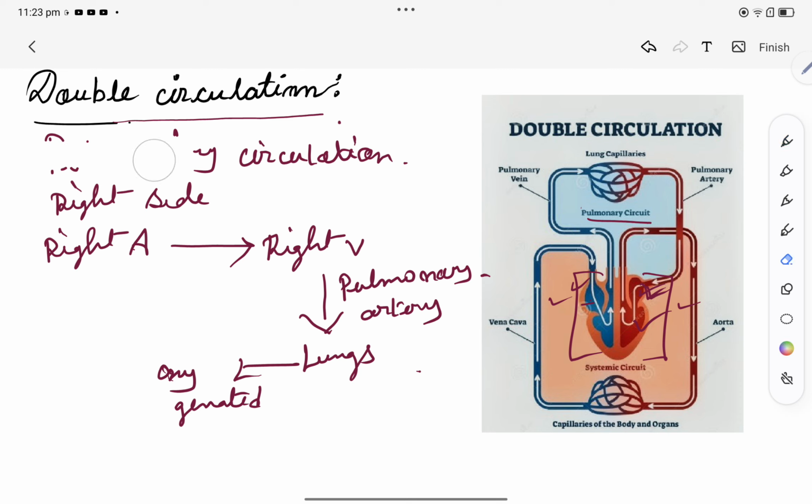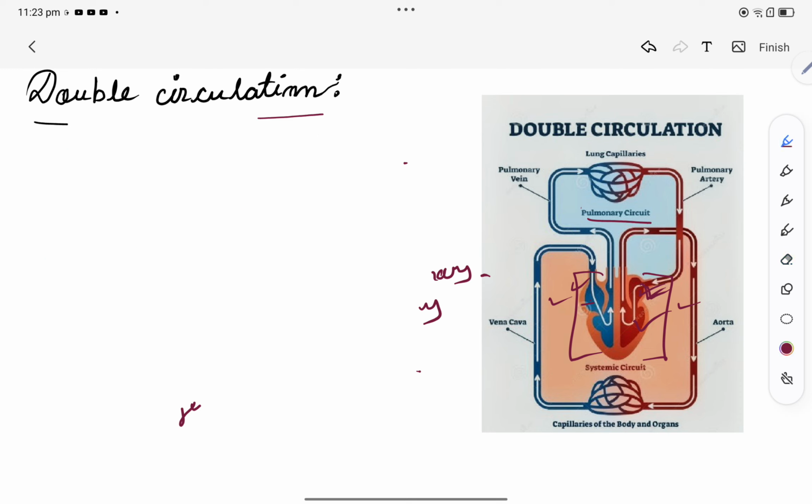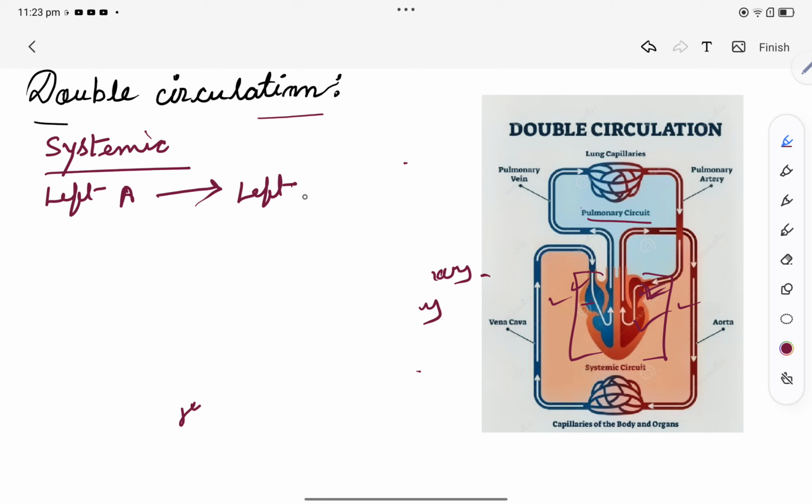Now we are going to talk about systemic circulation. Systemic circulation is also more or less the same. Here blood enters the left atrium, then it goes to the left ventricle through the bicuspid valve or mitral valve, right? Now from the left ventricle, through the aorta, it will go to all parts of the body. Remember, this is oxygenated blood. The left side of the heart always has oxygenated blood.